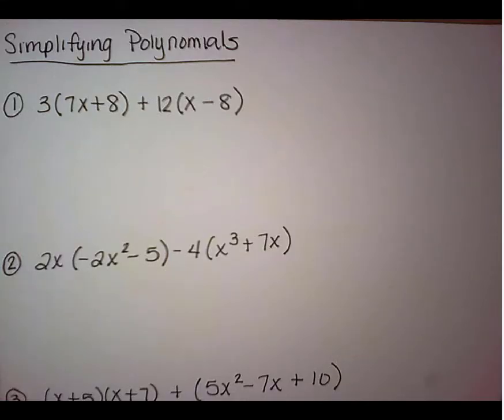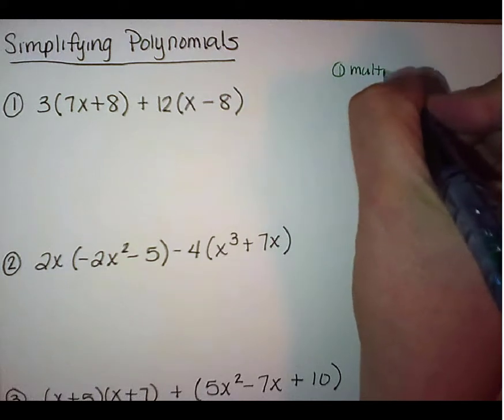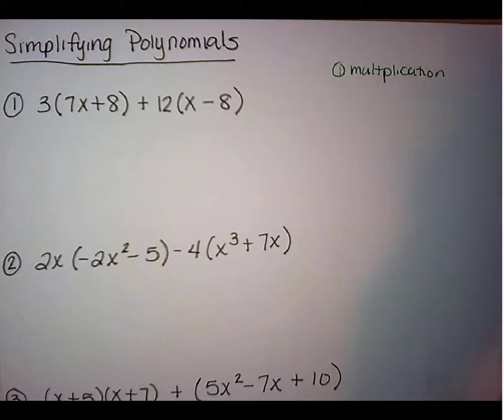Okay, so now we're going to do some examples that combine both multiplication and adding and subtracting like terms. When you're doing this, you need to remember that you do this in a specific order. Remember our order of operations: the first thing we're always going to do is any multiplication. This could mean distributing, this could mean using your FOIL.